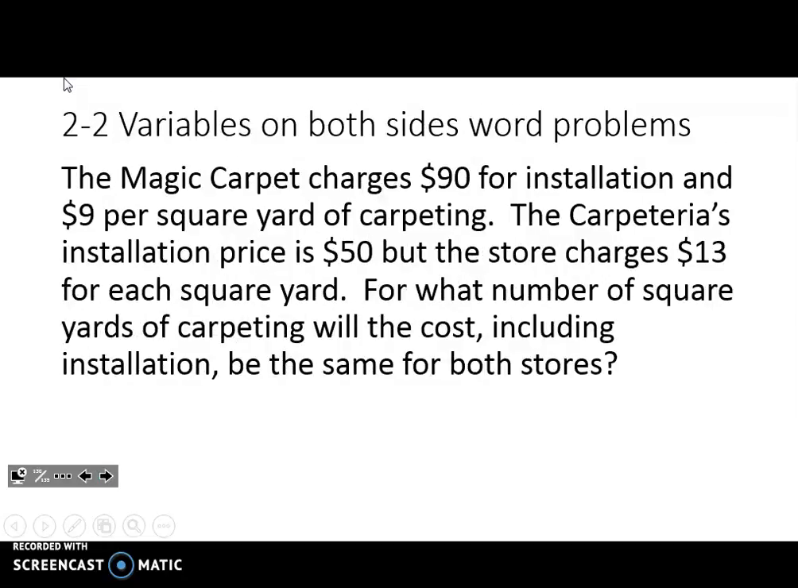So remember, variables on both sides word problems, we're always comparing two things. So in this problem, it says the Magic Carpet charges $90 for installation and $9 per square yard of carpeting. The Carpeteria's installation price is $50, but the store charges $13 for each square yard. For what number of square yards of carpeting will the cost be the same for both stores? So we're going to compare Magic Carpet to Carpeteria's.